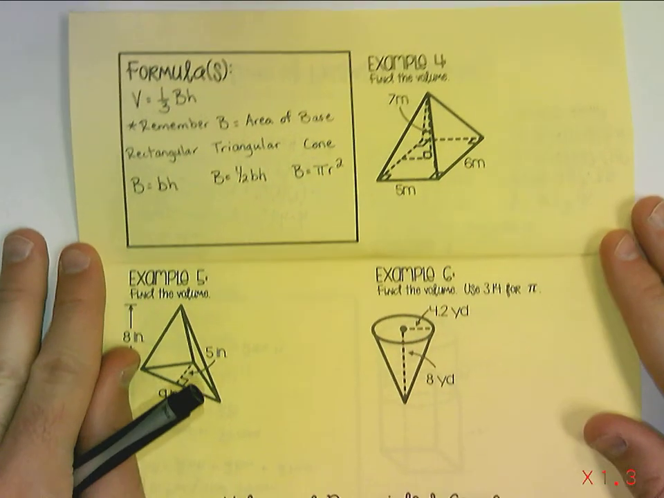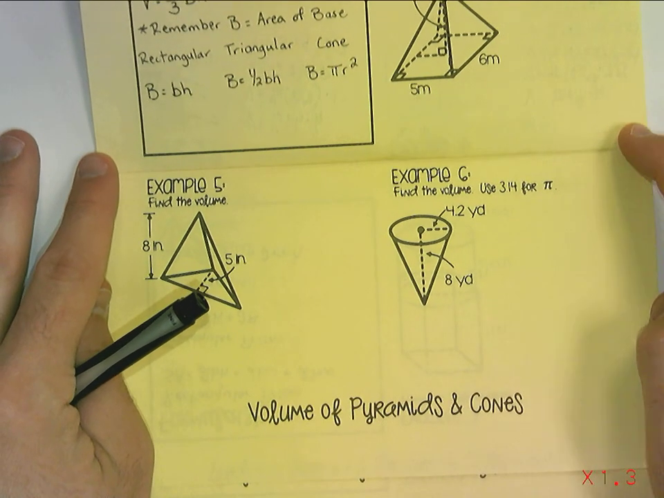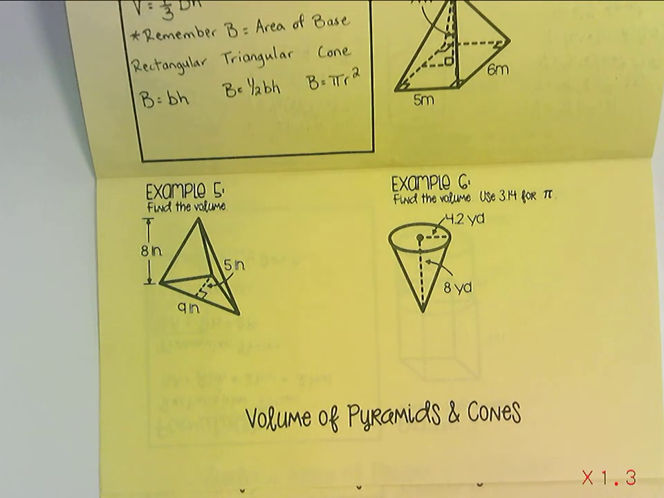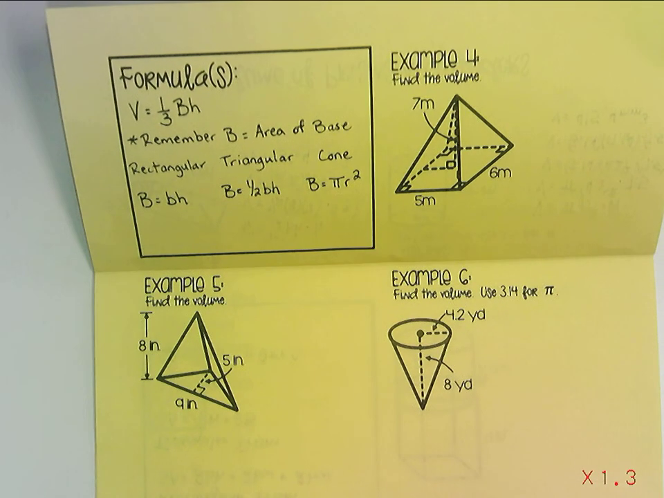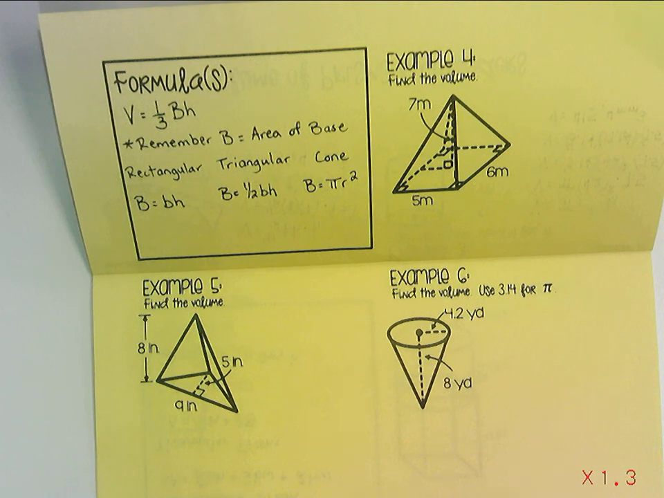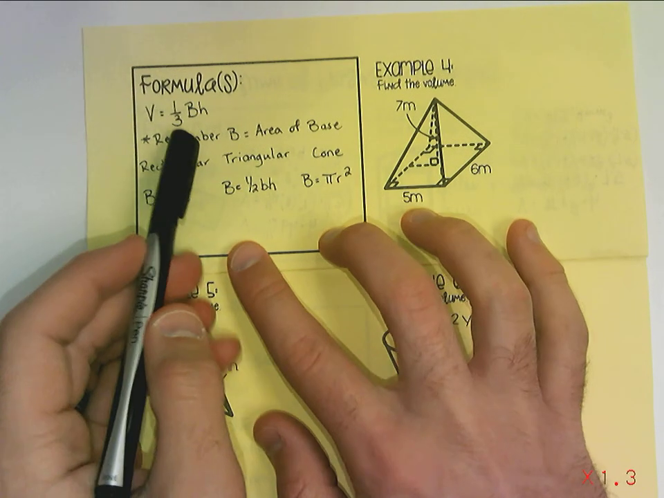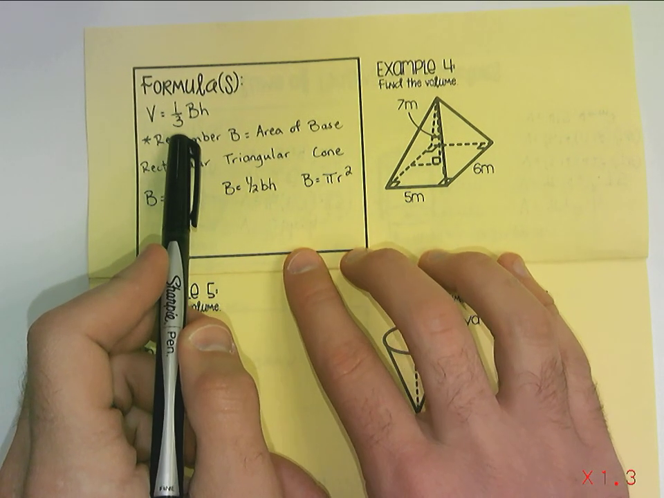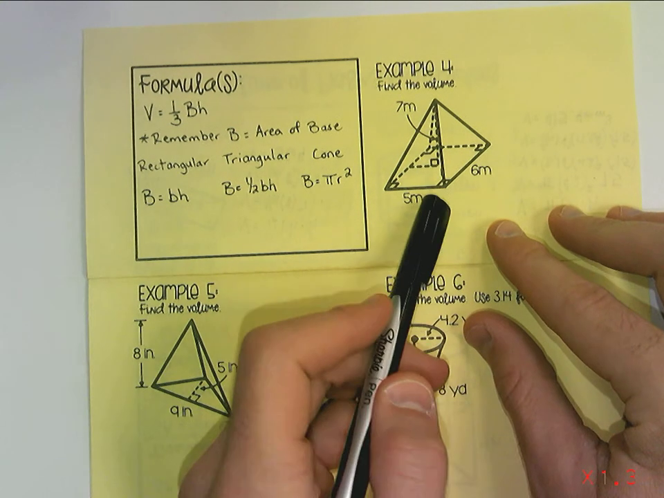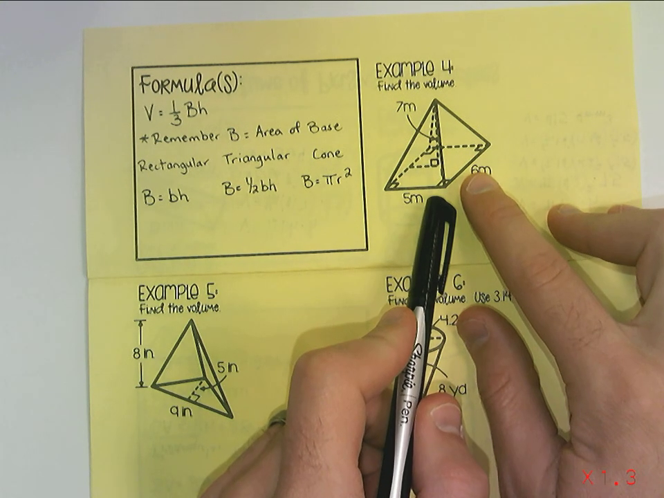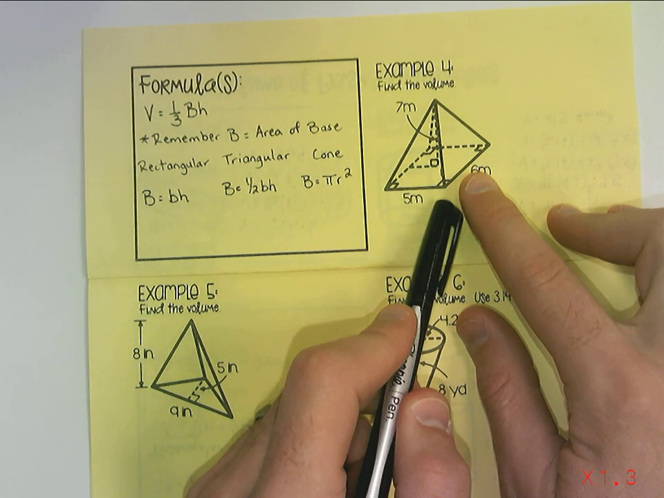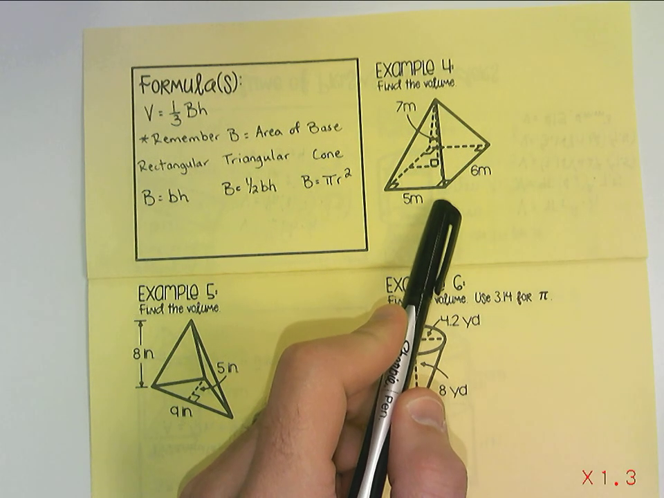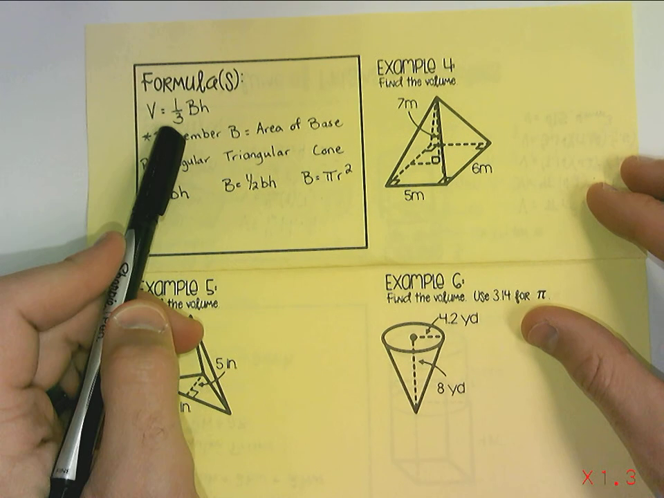Next, we're going to look at volume of pyramids and cones. So a little bit different here, but not much. The only thing that changes is that we're now looking at 1/3 in the front. And the reason we're looking at 1/3 is because if this were to be just a rectangular prism, 3 of these pyramids fit into one regular rectangular prism. So that's why we're dividing by 1/3.